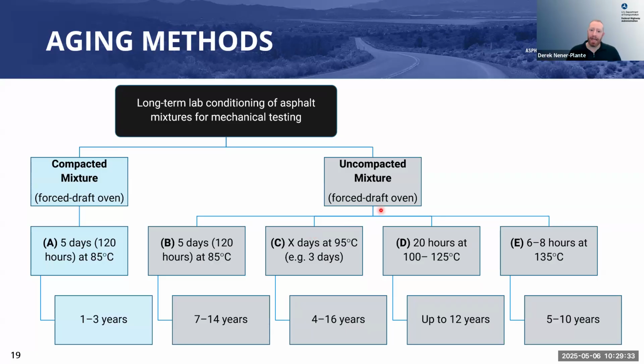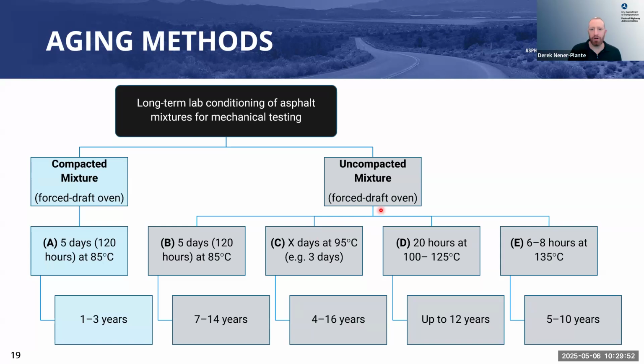Method D is probably the newest on the block out of all these. Some at the time refer to this as more of a medium-term aging. This is 20 hours at between 100 and 125C. This is supposed to give somewhere up to 12 years, but again, that's dependent.